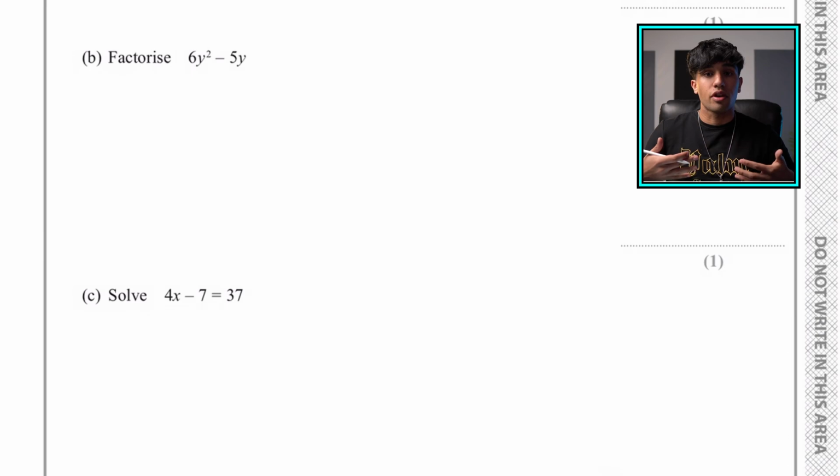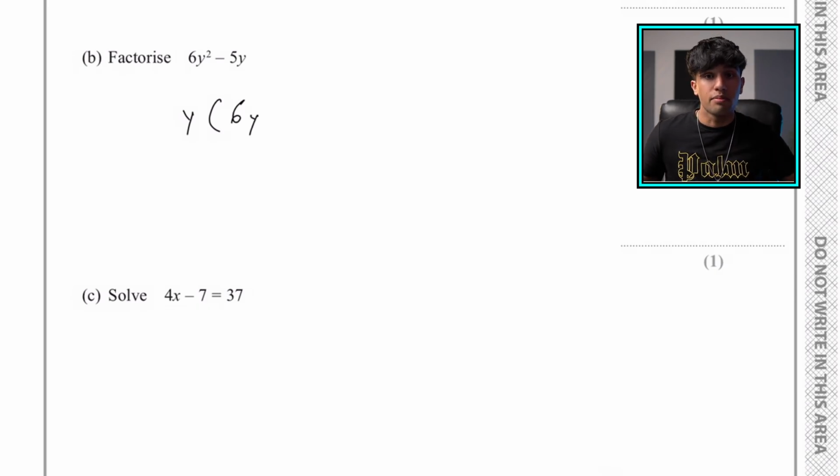Now when we factorize, we first have to find what's common in both terms, and we can take that out. This question, we can see y is common in both terms, so I can bring y outside of our bracket. To find out what goes inside the bracket, we need to see what can we times y by to get our two terms which are in the question.